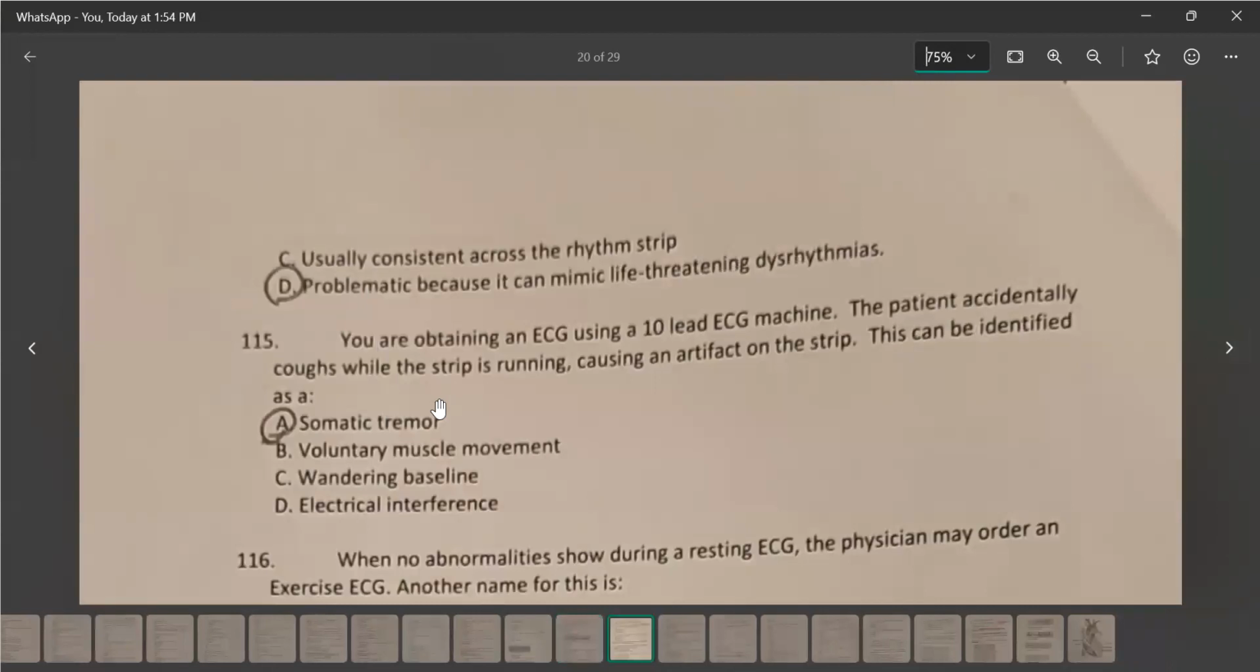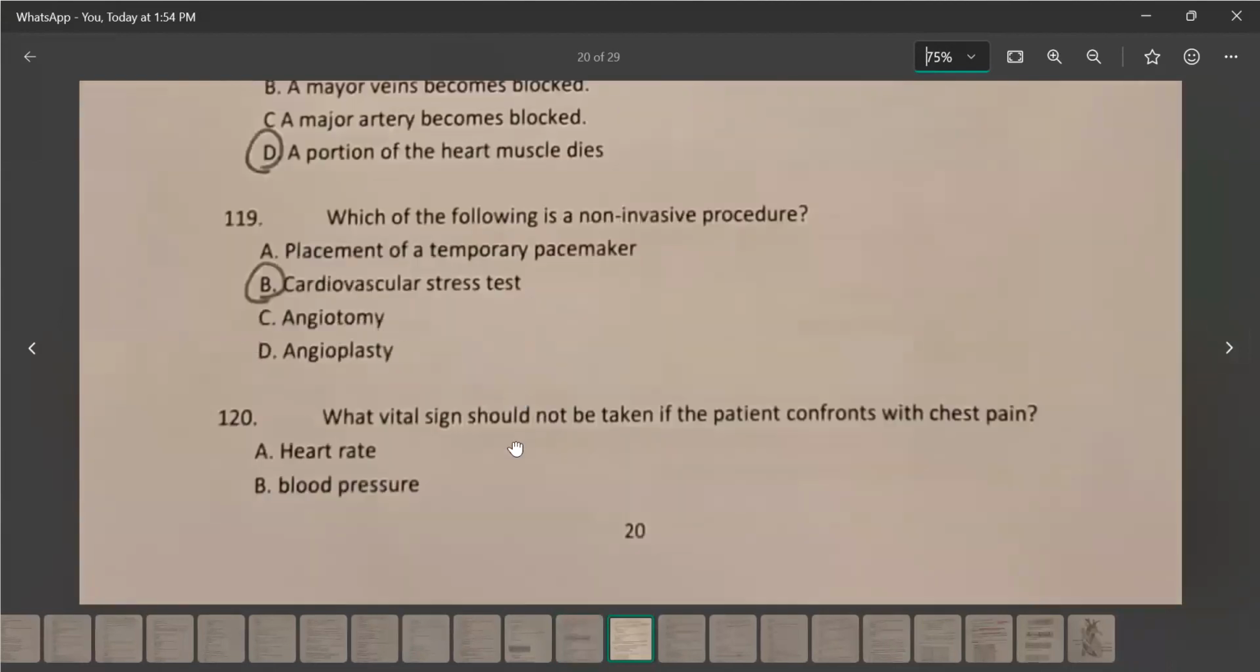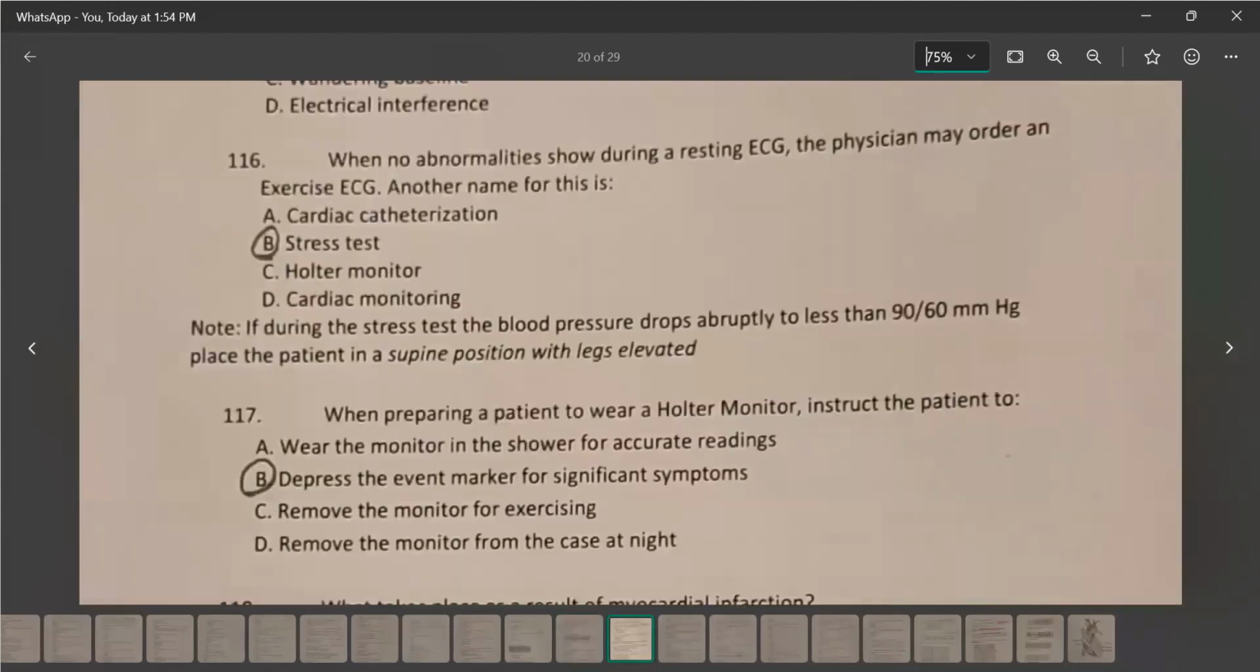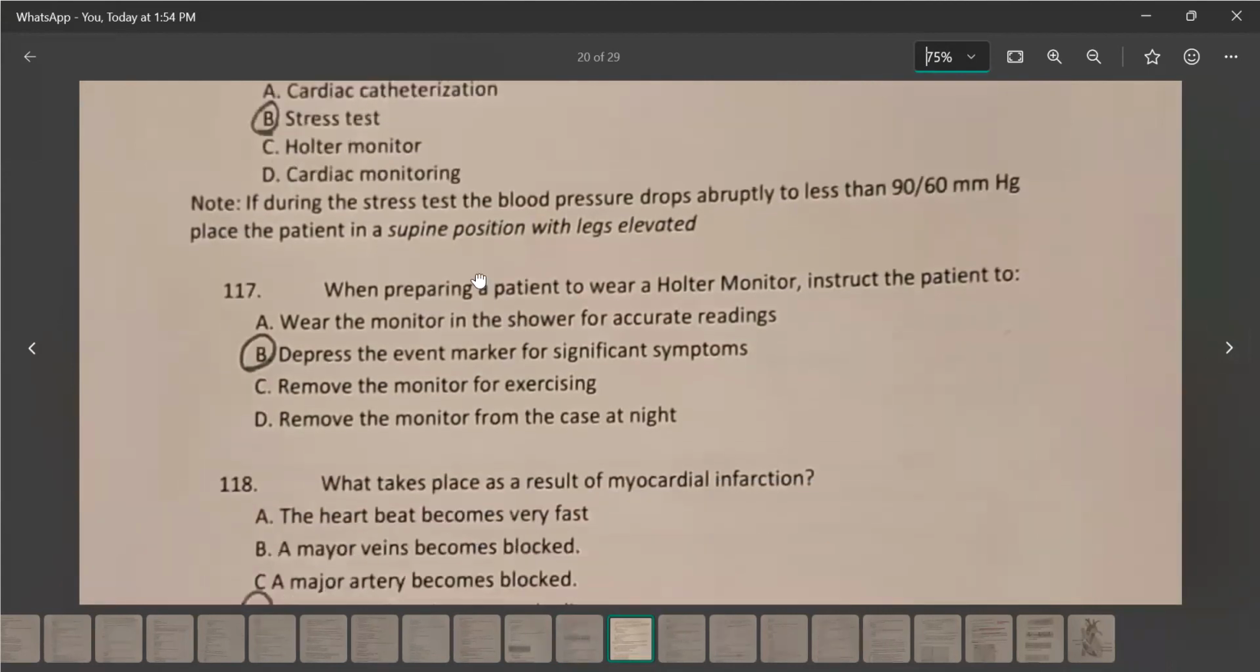115. You are obtaining an ECG using a 12-lead ECG machine. The patient accidentally coughs while the strip is running, causing an artifact on the strip. This can be identified as a somatic tremor. Number 116, when abnormalities show during a resting ECG, the physician may order an exercise ECG. Another name for this is stress test.